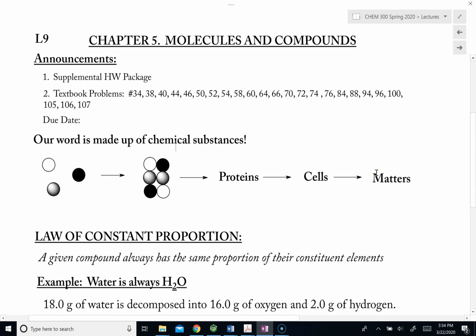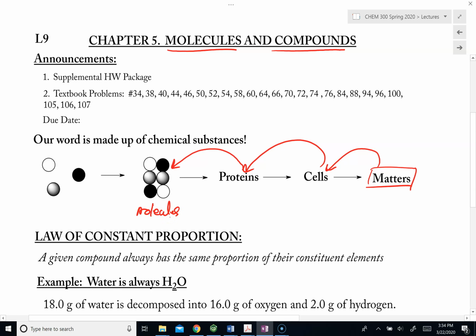In this chapter, we will learn how to name and write chemical formulas for molecules and compounds. Our world is made up of chemical substances, starting from macroscopic matter such as you and I, the human body. Our human body is further made up of cells, and cells further consist of proteins, and proteins are further made up of even smaller chemical entities that we call molecules. And molecules are then further made up of atoms.